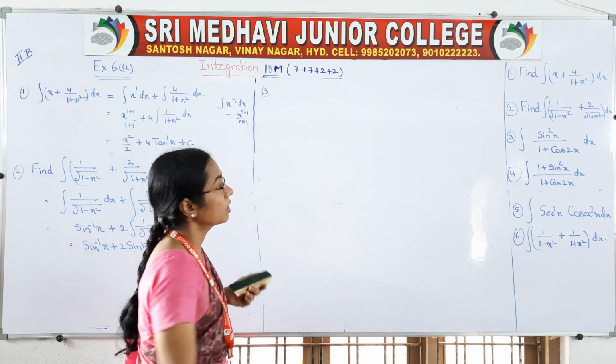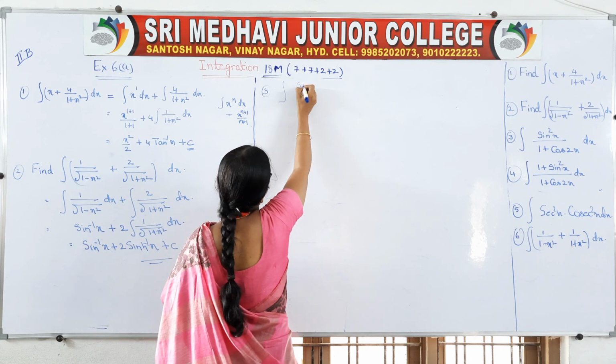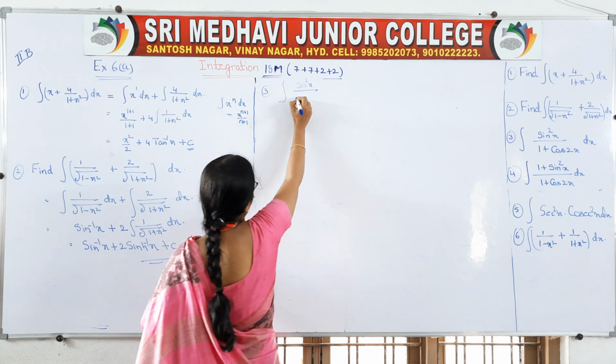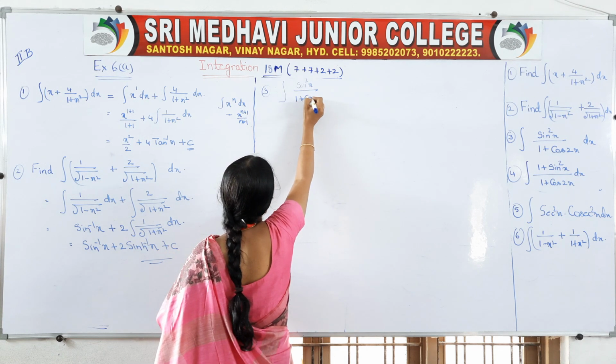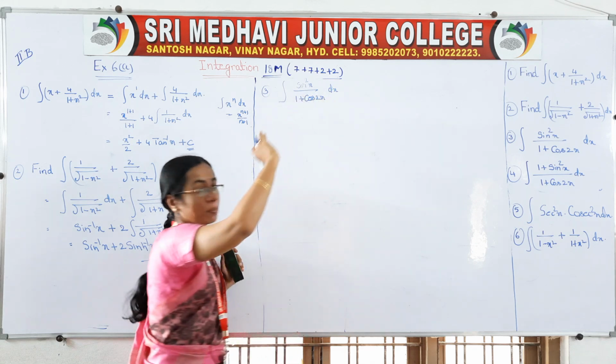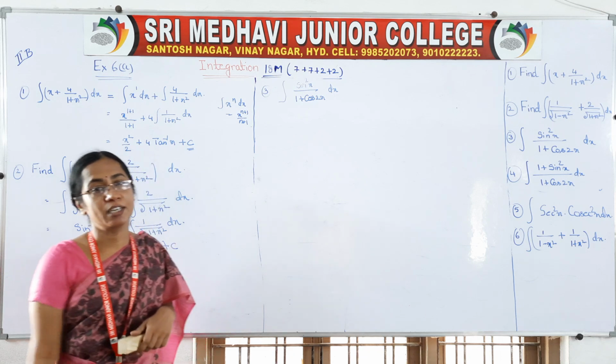Now come to the third one. What is your third question? Integral of sine square x by (1 plus cos 2x) dx. So there is no direct formula for this. So try to convert into our standard form.